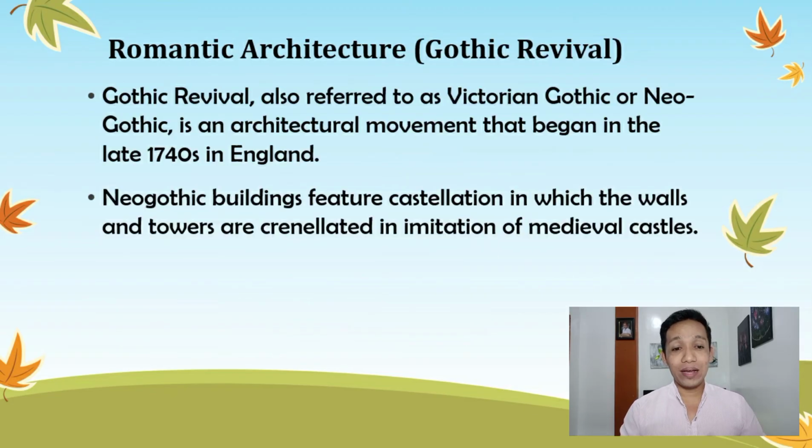Now let us proceed to Romantic architecture, emphasizing the Gothic Revival style. Gothic Revival, also referred to as Victorian Gothic or Neo-Gothic, is an architectural movement that began in the late 1740s in England. Neo-Gothic buildings feature castellations in which the walls and towers are crenellated in imitation of medieval castles.